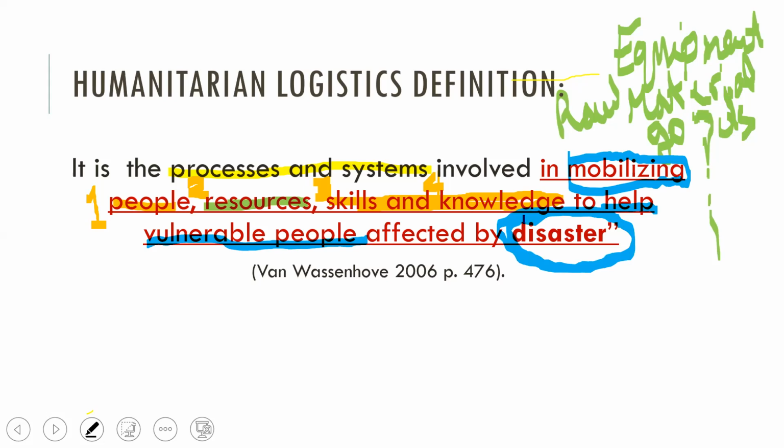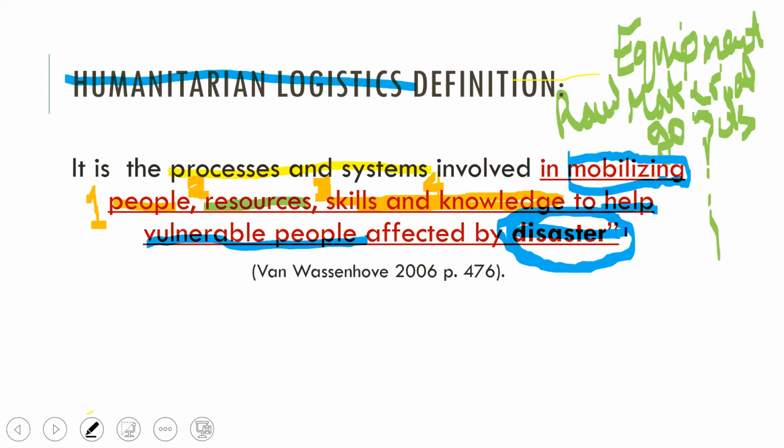Actually, this is one of the first definitions. Wassenhoff made one of the older definitions, but this is one of the definitions that relates humanitarian logistics and disaster. This is one of the first definitions that said, in order to have humanitarian logistics, we need to respond to a disaster. That's why it's a very important definition for us.